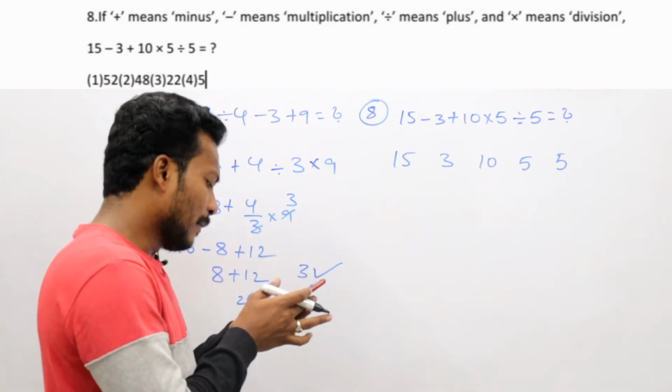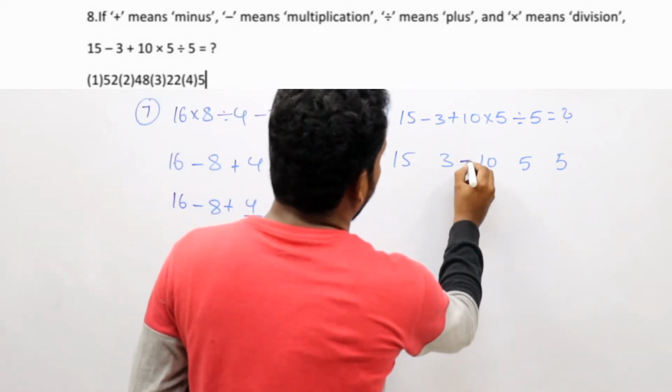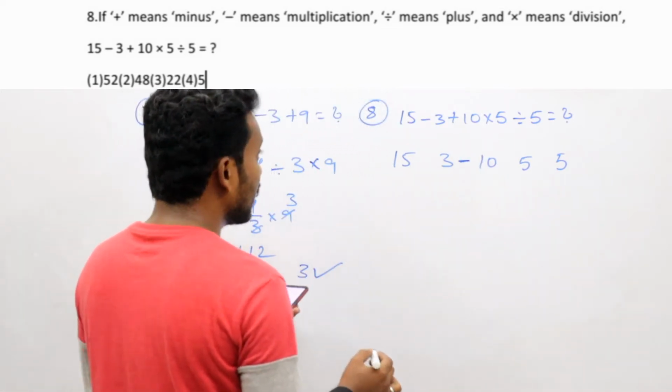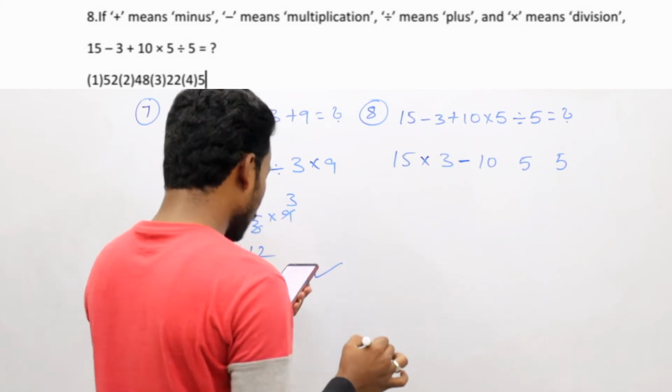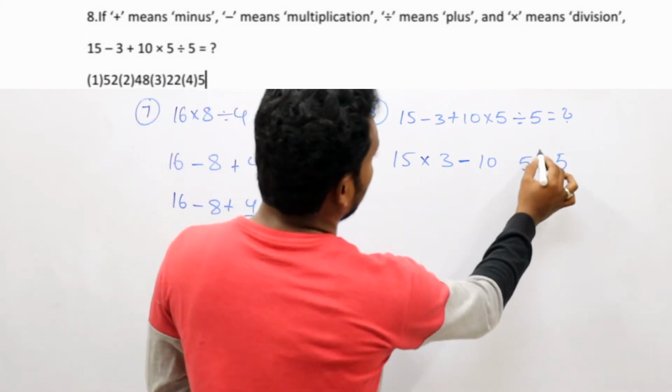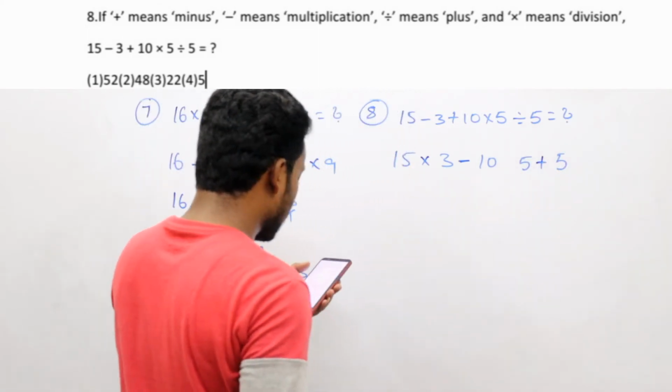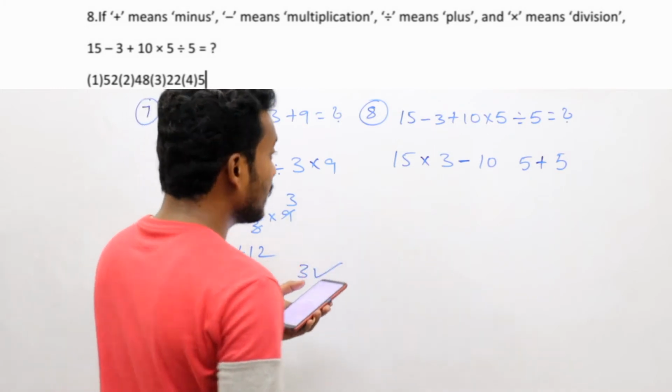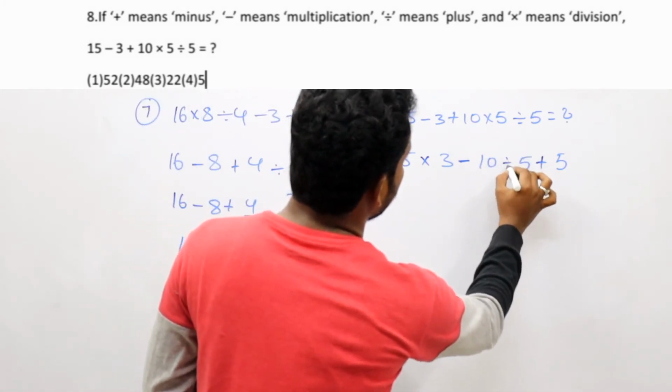In the eighth question, plus means minus, and then minus means multiplication, and division means plus, and into means division. Here into means division.